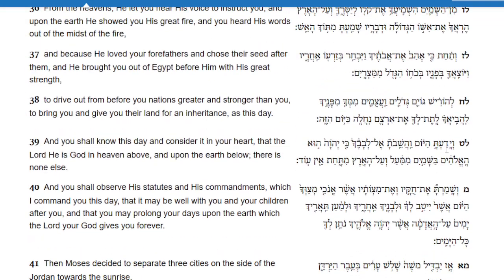Are they close? Oh, 39. Okay. Verse 39, chapter 4 in Deuteronomy.